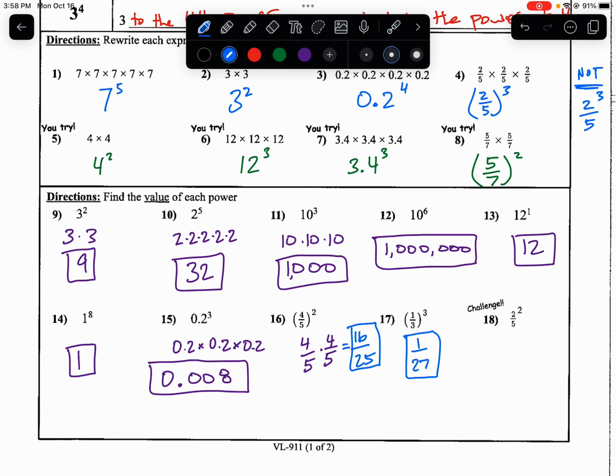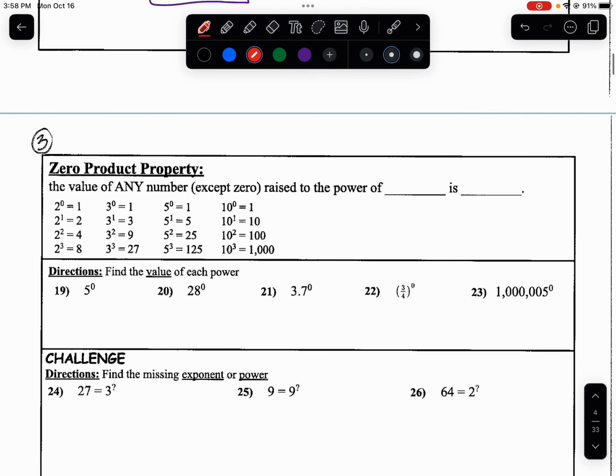Last one. This is a challenge, but it's really not much of a challenge. This is saying 2 to the 2nd power, which is 2 times 2 over 5. And what is 2 times 2 over 5? It is 4 over 5. All right, let's go to the second page.